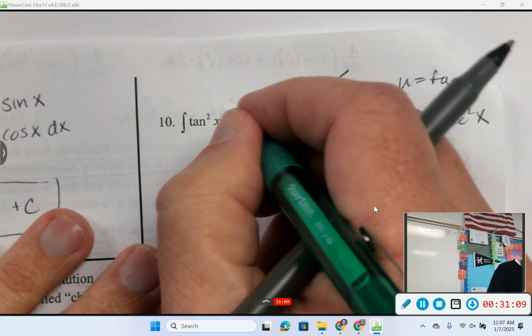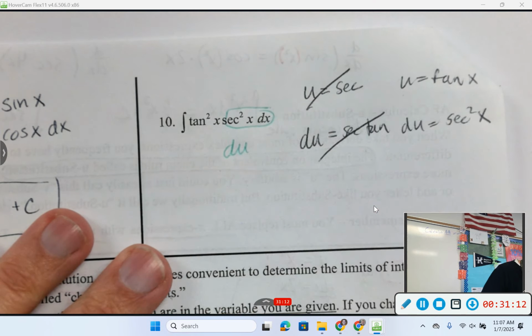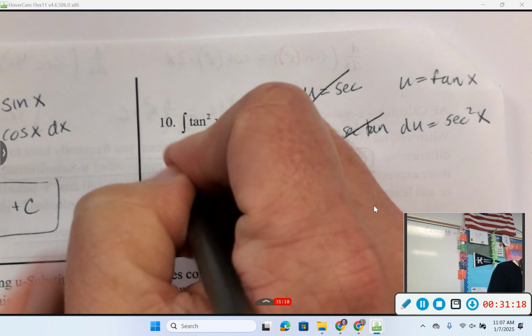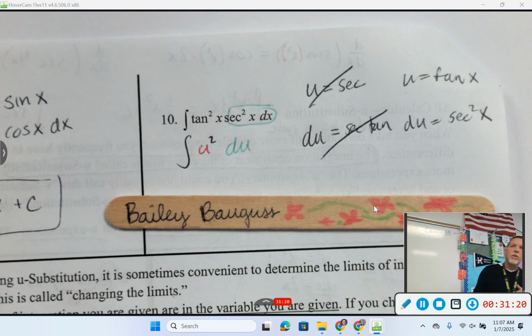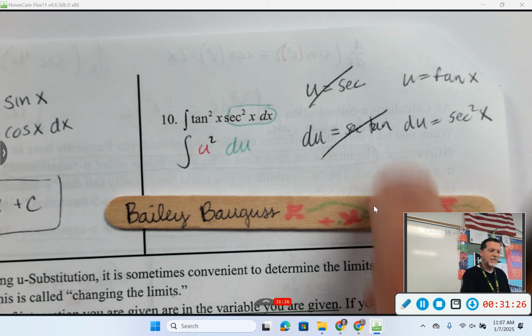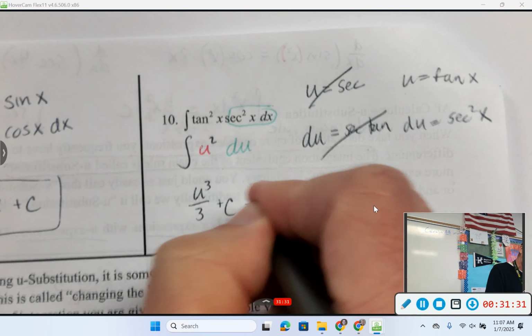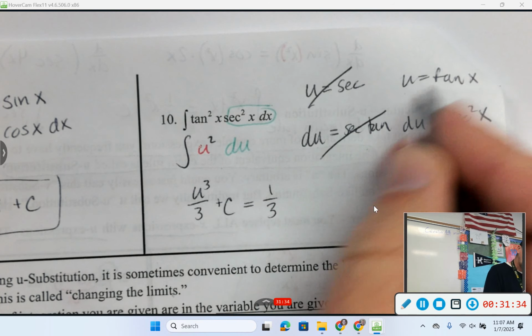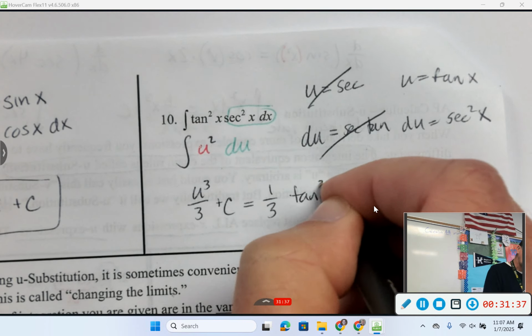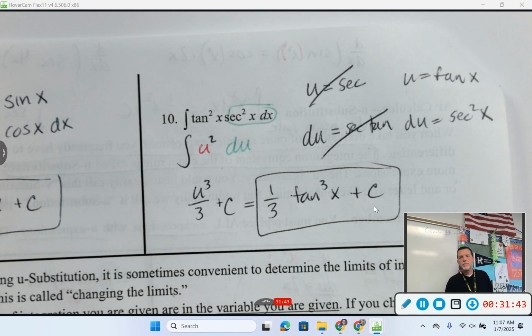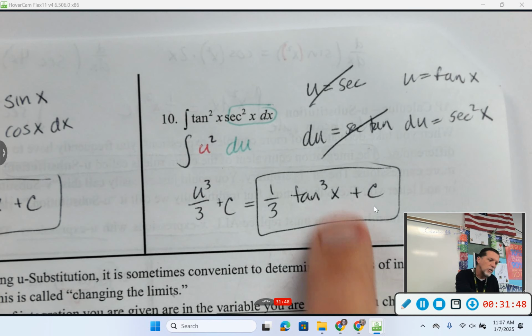Let's see, secant squared dx is du. U is tangent, so that squared is still there. But that's no big deal. I can handle a squared. What's the antiderivative of u squared? That is going to be u to the third power over 3, plus c. So 1/3. U was tangent, so let's put tangent back in there. Tangent cubed of x plus c. Another one where taking a derivative of that using the chain rule would be easy to see what we got.